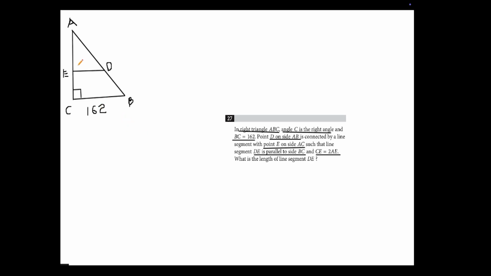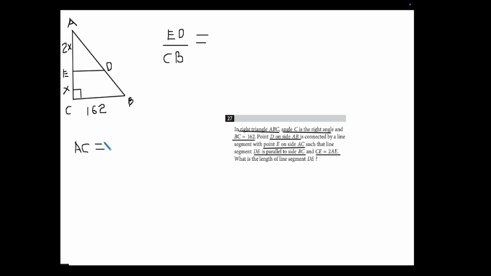So I'm going to write down BC equals 162 on the diagram that I built for you. And it says CE is equal to 2AE. So I'm going to write AE as x. So I'm going to have 2x for my EC, pardon me, and x for my AE. So now I'm going to create a proportion. I'm going to have ED over CB. And now I'm going to have to find out the other part of our proportion.